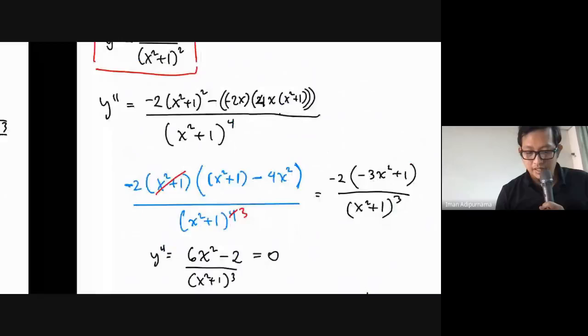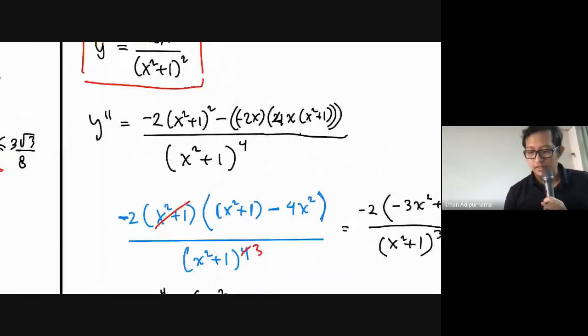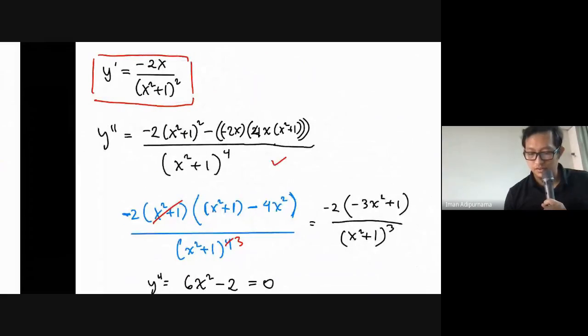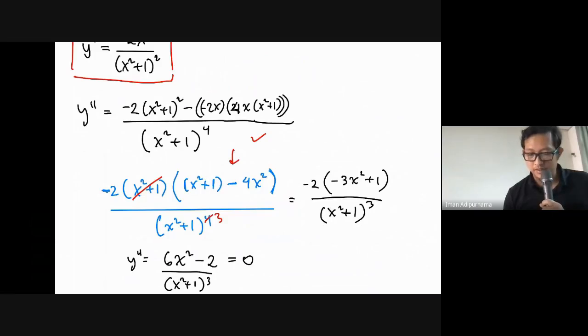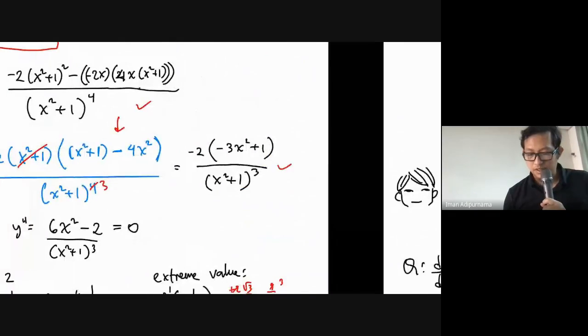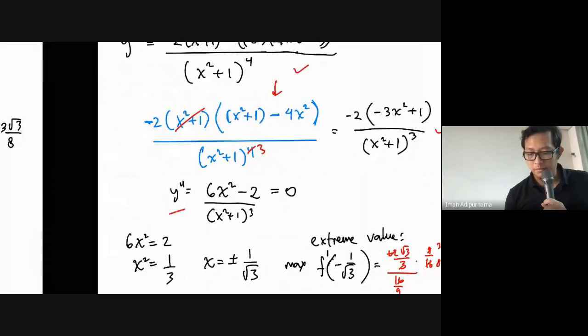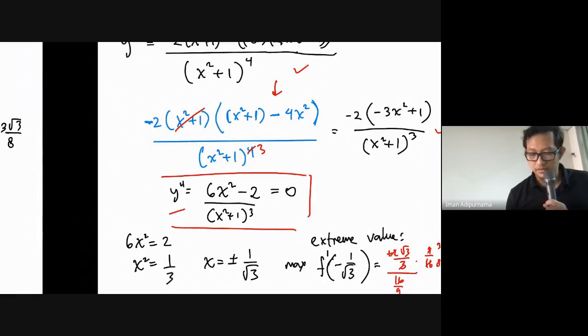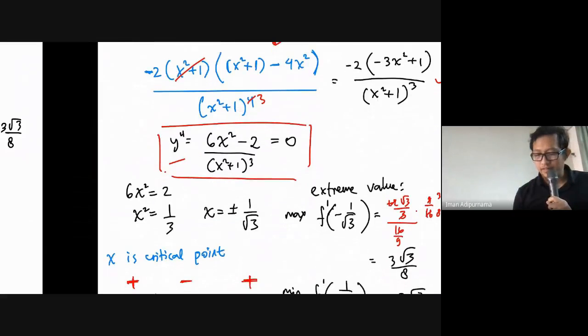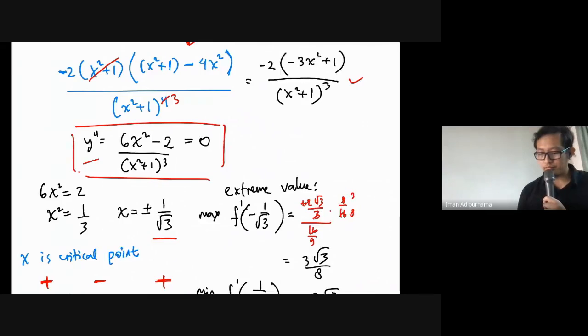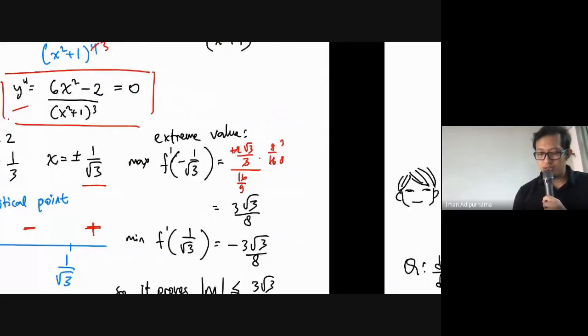So we are differentiating this y prime. We get this, and solving this becomes this, and we are solving y double prime is this equation. We get our x is plus minus 1 over square root of 3. Okay? And we can check the extreme value for both the minus and positive, both resulting in this value.